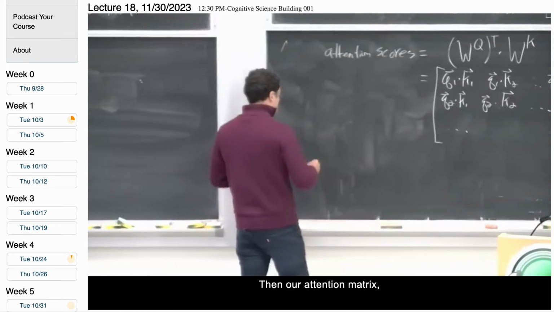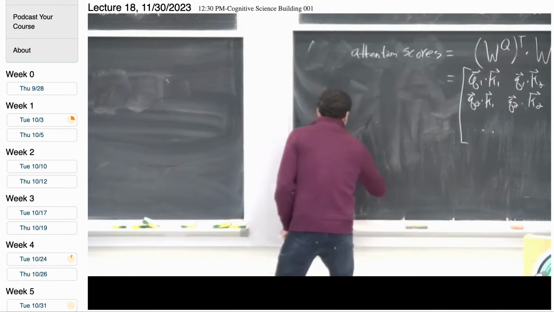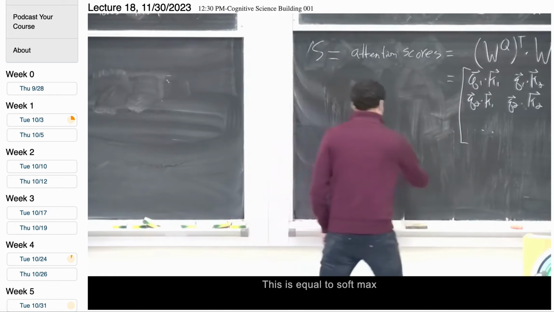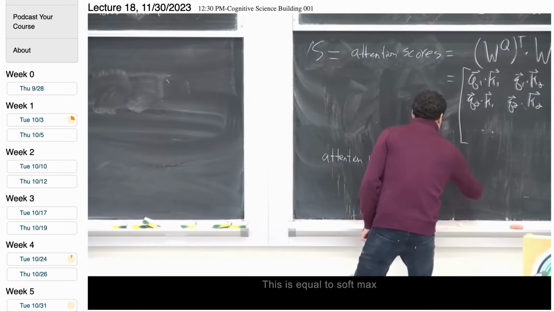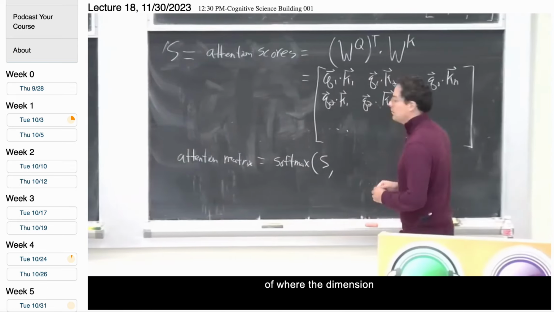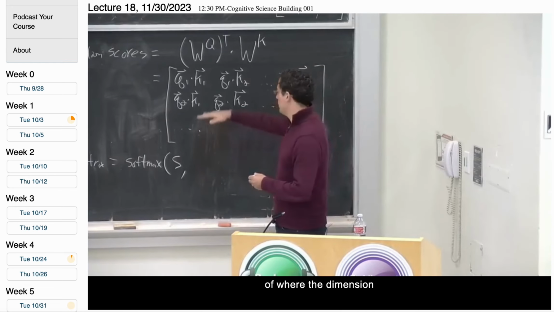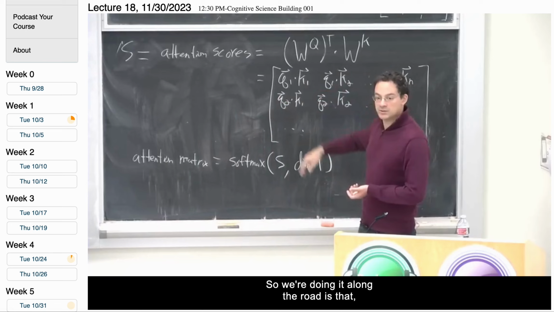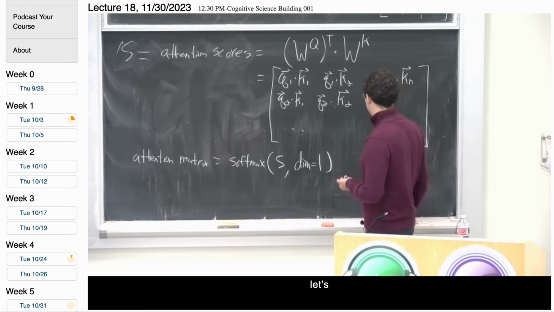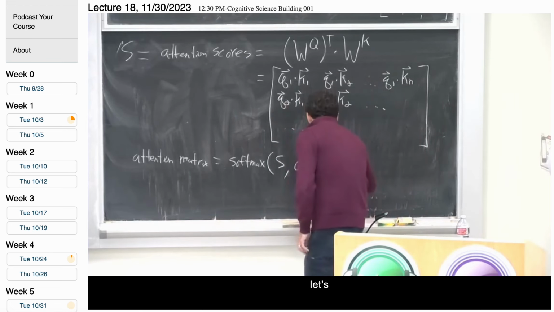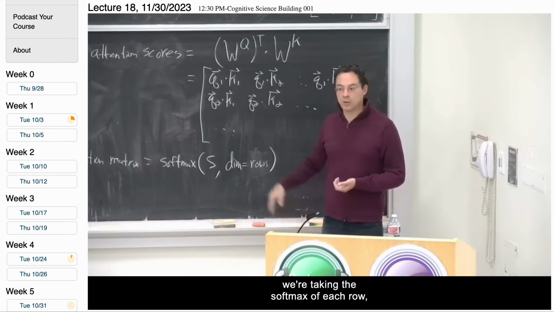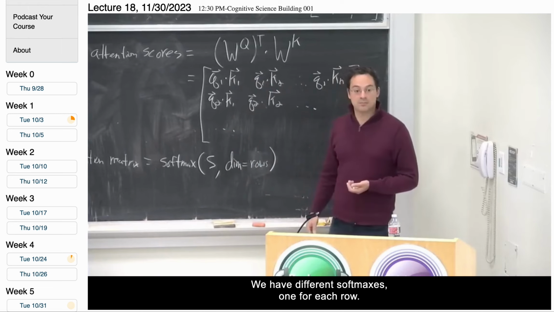And then our attention matrix, the actual attention distribution. Let's call the scores S. The attention matrix is equal to softmax of S, where the dimension we're doing the softmax along is equal to 1. So we're doing it along the rows. Is that right? I'll indicate it like this. We're taking the softmax of each row, so we have n different softmaxes, one for each row.